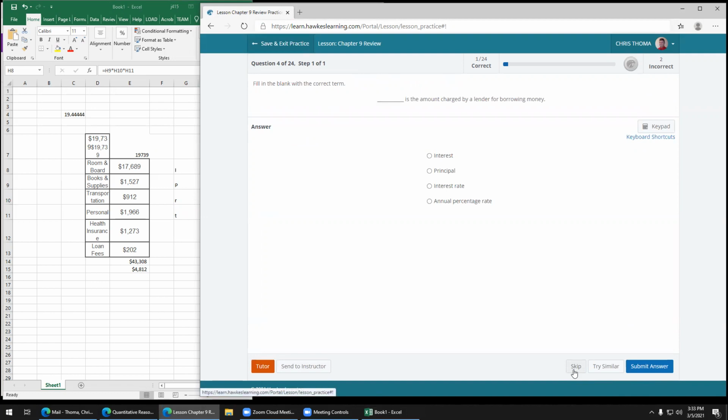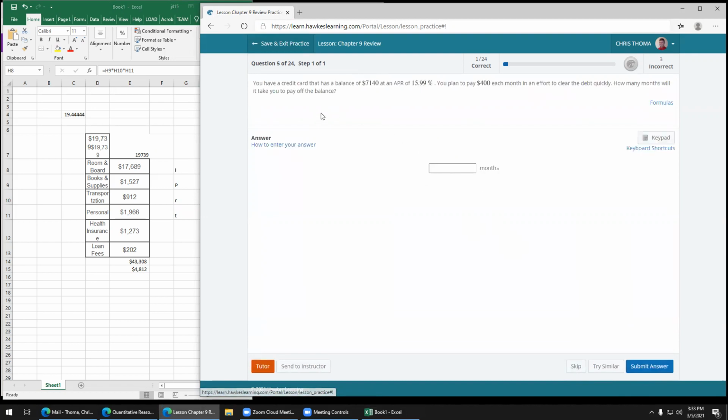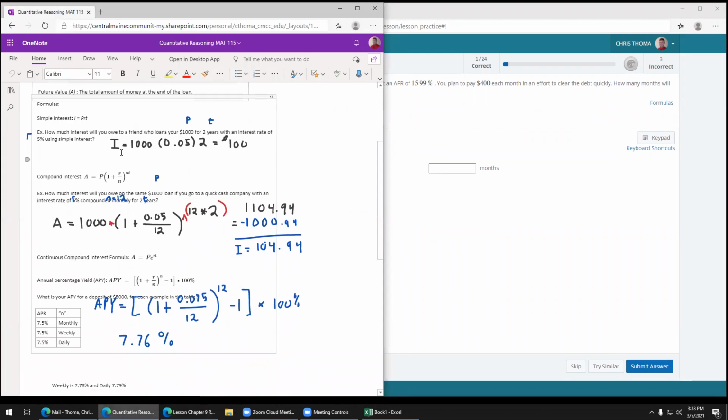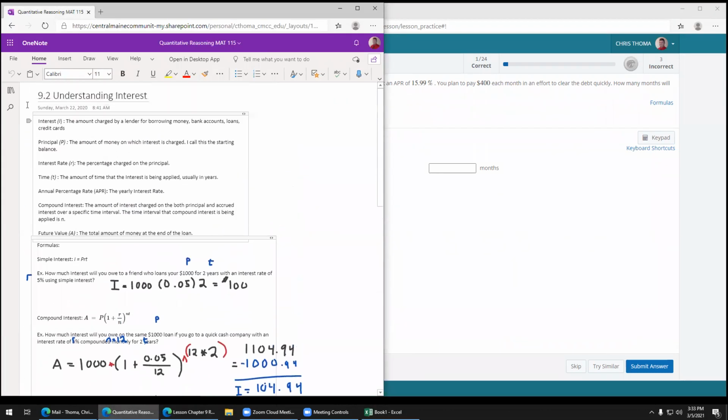All right, so there's a definition one. All right, so you have a credit card that has a balance of 1740 and an APR. You plan to make $400 each month in an effort to clear that. How many months will it take you to pay off the balance, right? So move our Excel out of the way for a minute. We were looking for our payment formulas.